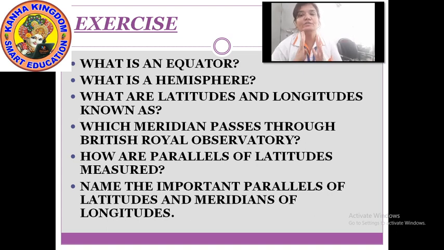Next question, question number 4. Which meridian passes through the British Royal Observatory? It is the prime meridian. Okay, it is the prime meridian.